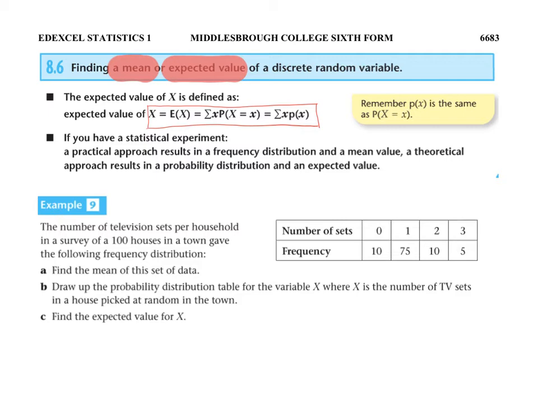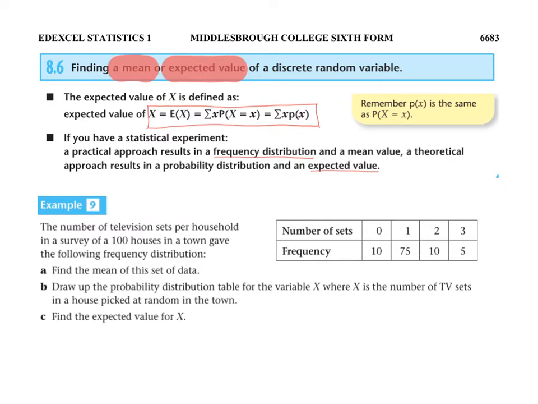So if you've got a statistical experiment, a practical approach results in a frequency distribution. So what we mean by that is if you roll a die 100 times, then you get a frequency distribution. You get how many 1s, 2s, 3s, 4s, 5s or 6s have been thrown. So that's your expectation, your expected values from that. So frequency distribution, and from that we get a mean value. And the theoretical approach is an expected value. So you can do the theory from it.